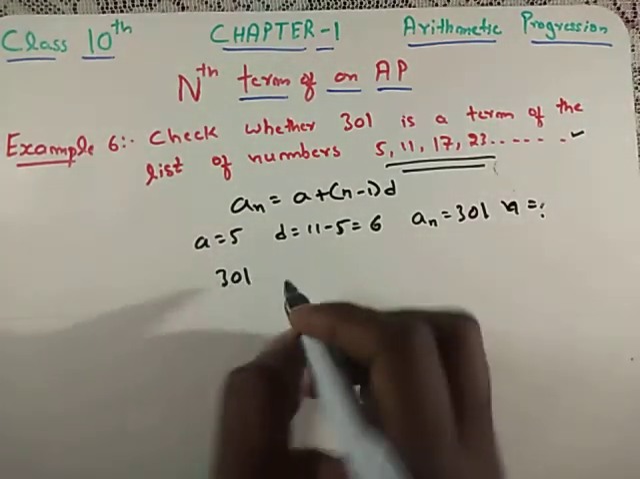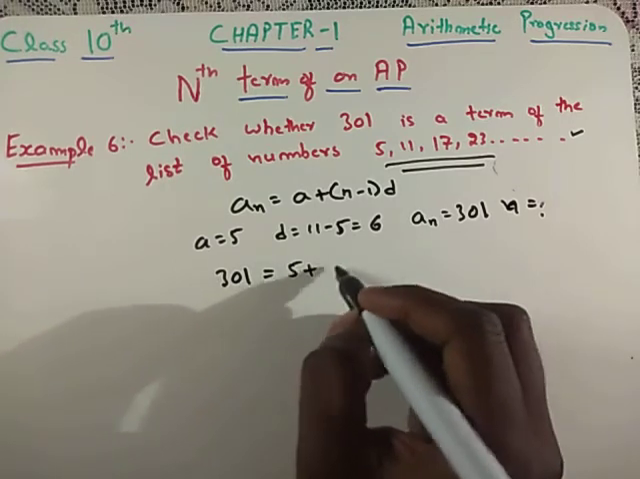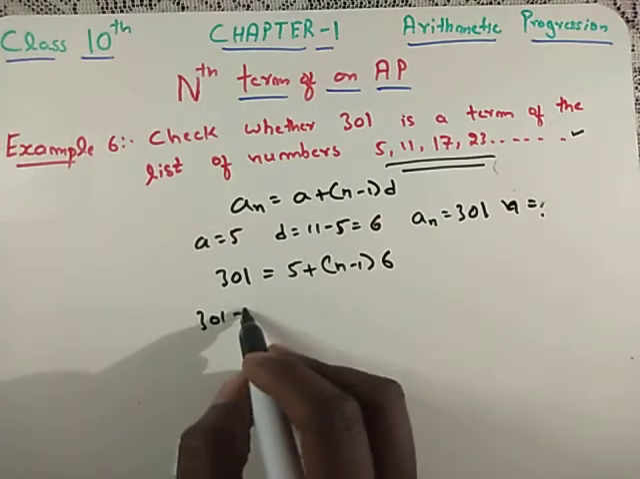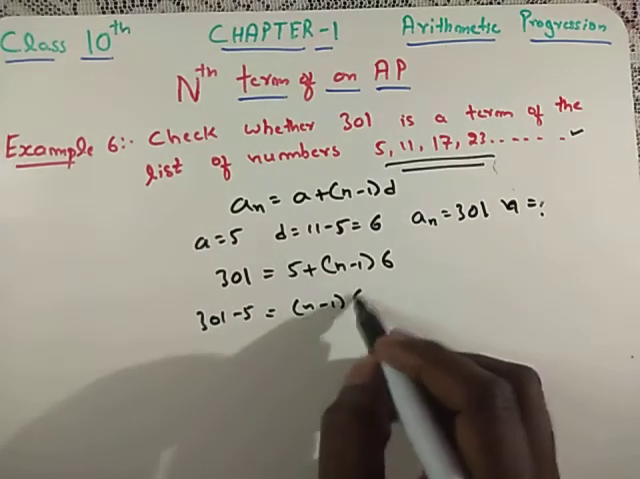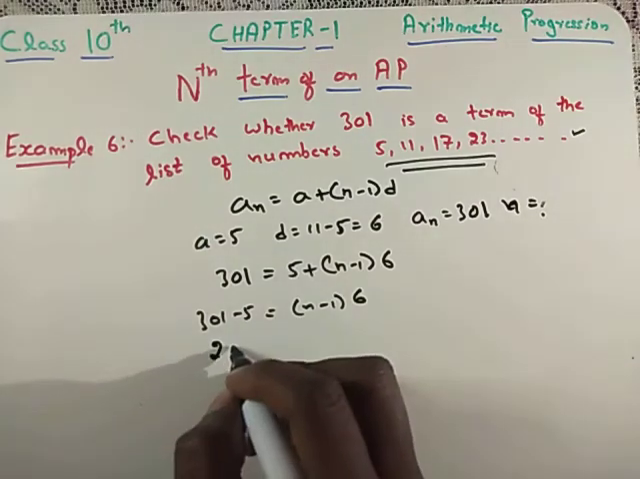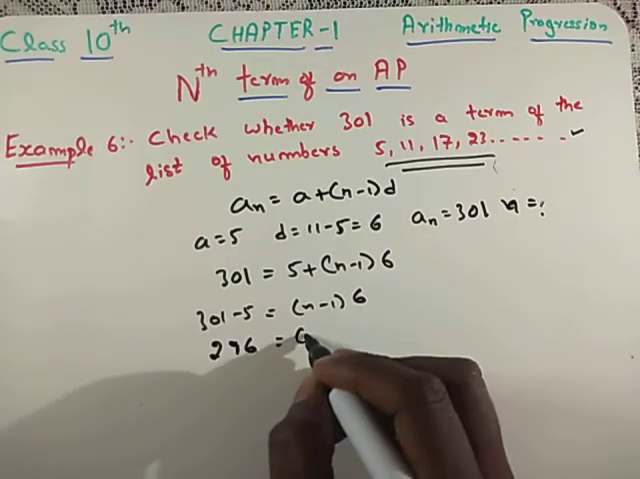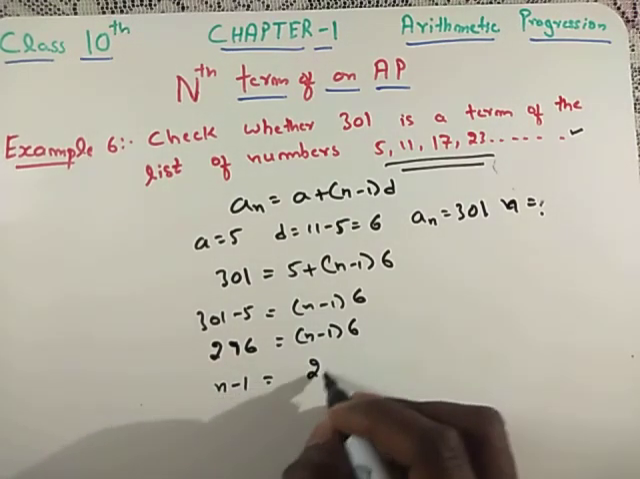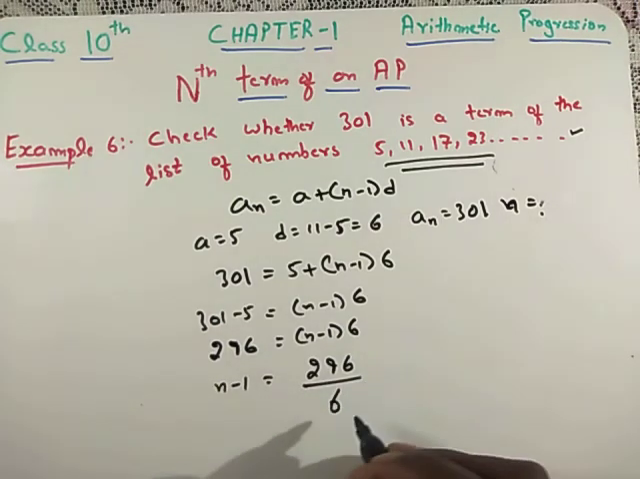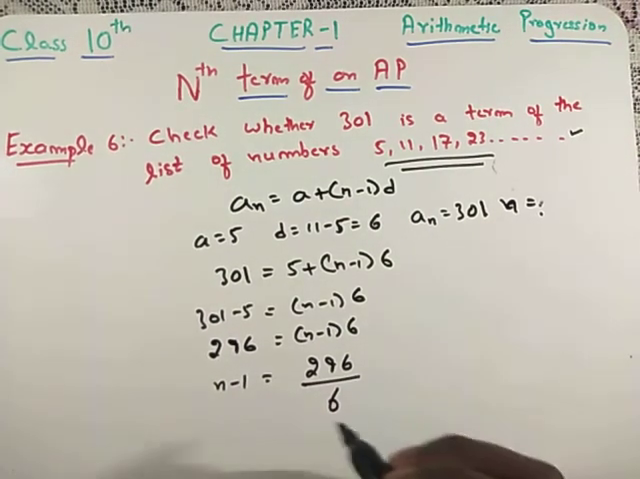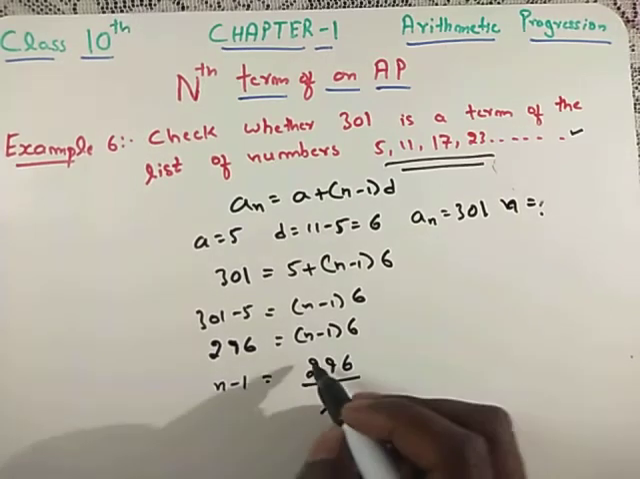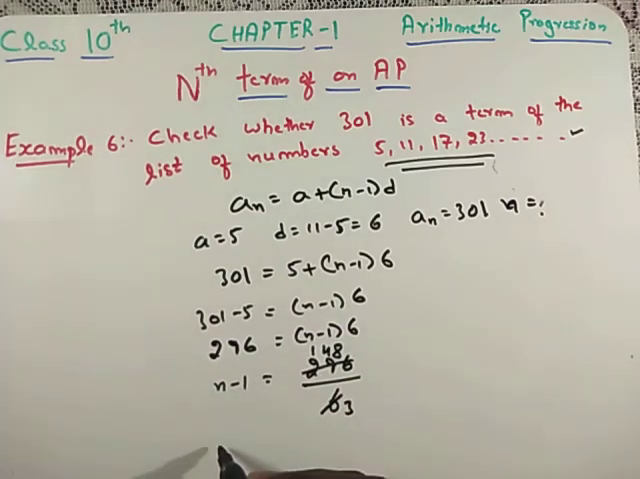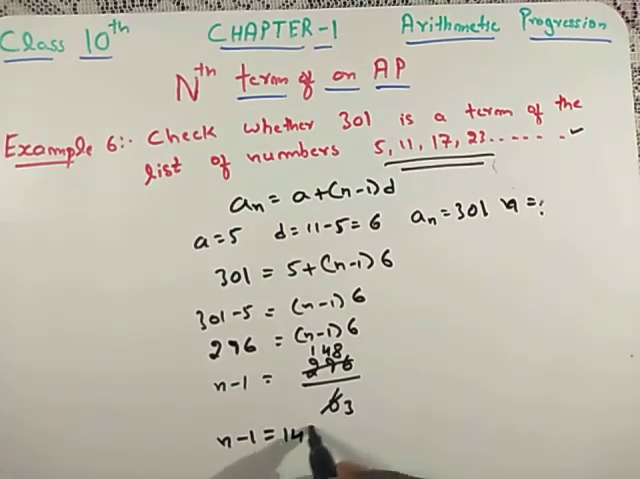That is 301 is equal to 5 plus (n minus 1) into 6. 301 minus 5 is equal to (n minus 1) into 6. 296 is equal to (n minus 1) into 6. n minus 1 is equal to 296 divided by 6. Here 2 3s are 6, 2 1s are 2, 2 4s are 8, 2 8s are 16. That is, n minus 1 is equal to 148.